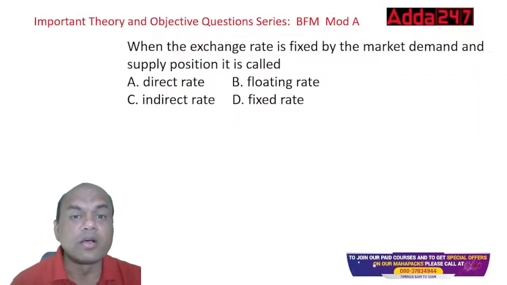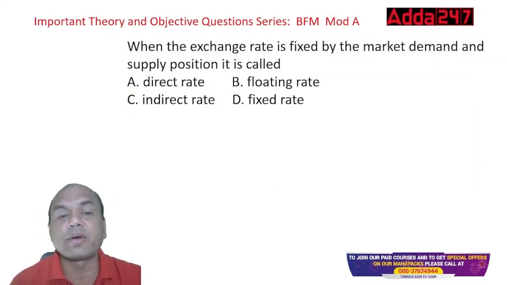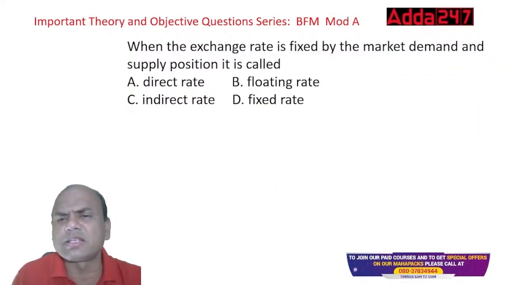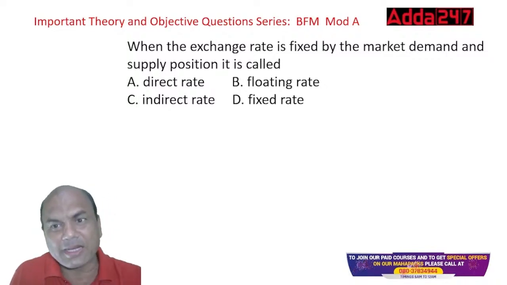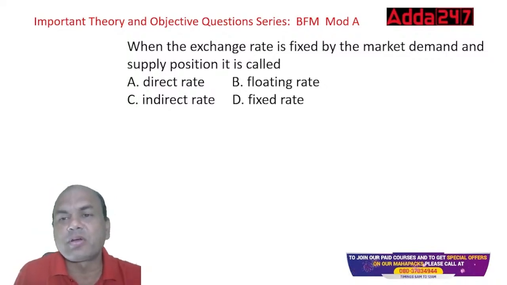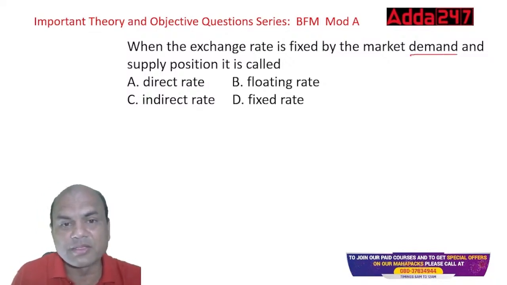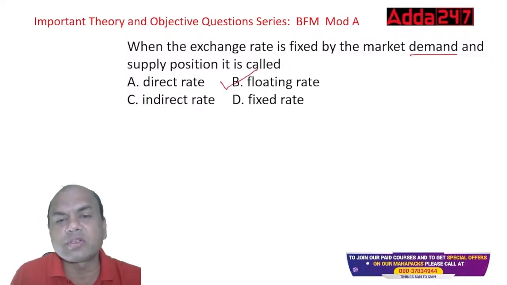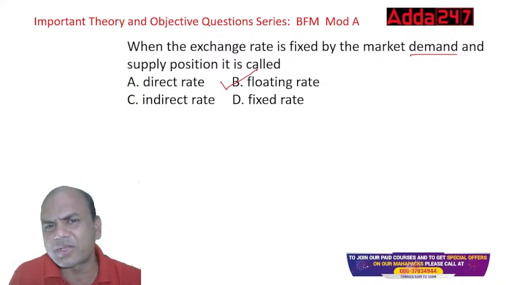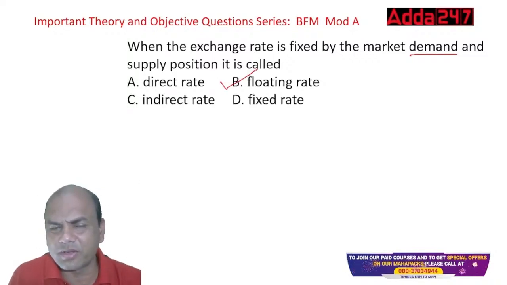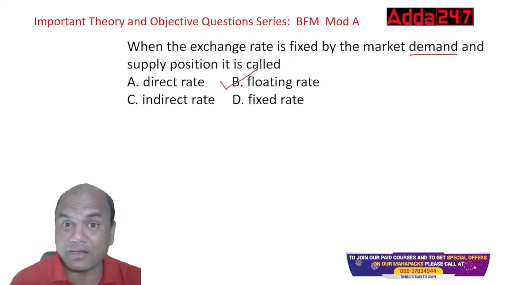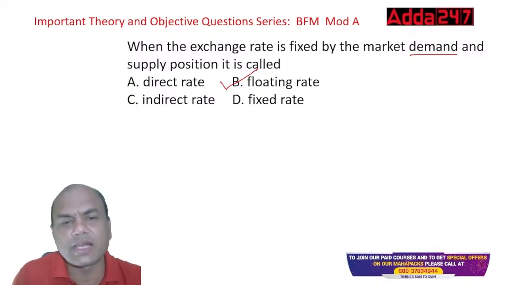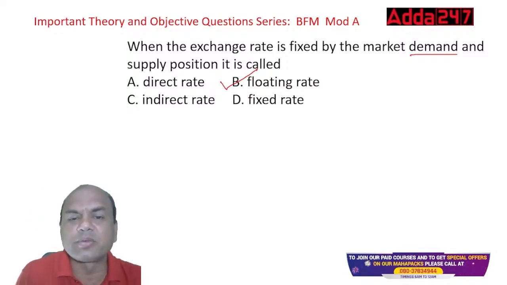When the exchange rate is fixed by the market demand and supply position, it is called, just now we discussed, right? Market demand and supply. So it will be called what? Floating rate. India follows this demand and supply. RBI never interferes in India in this rate. It never interferes directly. There are two ways of interfering. One is direct. As a CIB student, you must understand this.